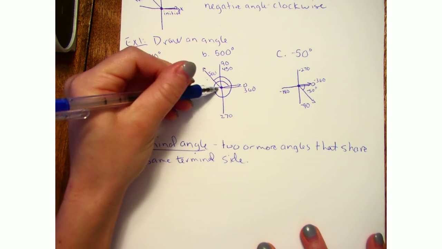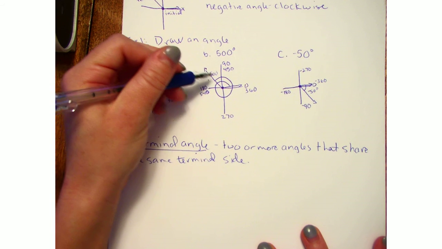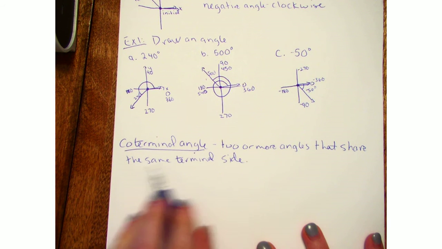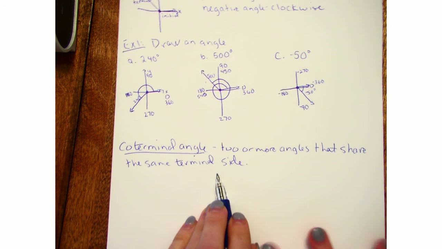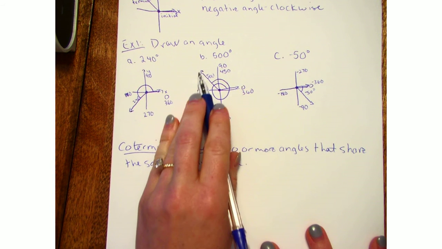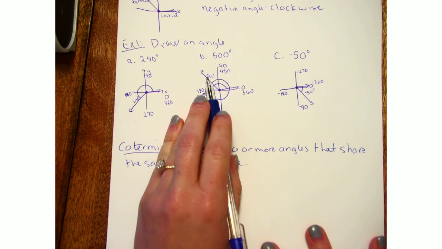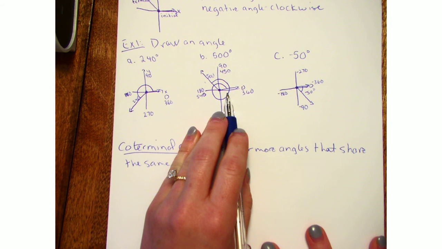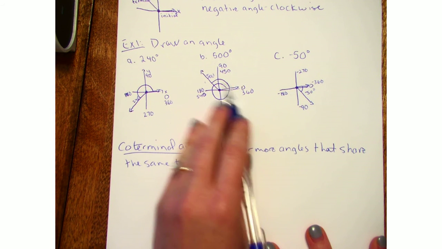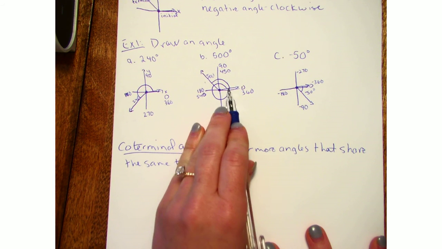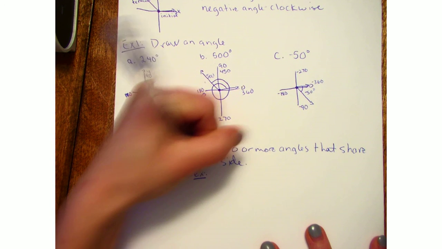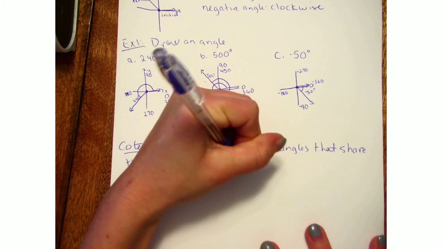Remember, our terminal side is sort of the side that stops the angle. That's our initial. Our terminal is where it ends. So 2 or more angles that share the same terminal side. So like I said, 500 also could be 140, because this goes around 360 and then stops. 140 would just be shoop, looking like that. So that's sort of our first example, 500 and 140.